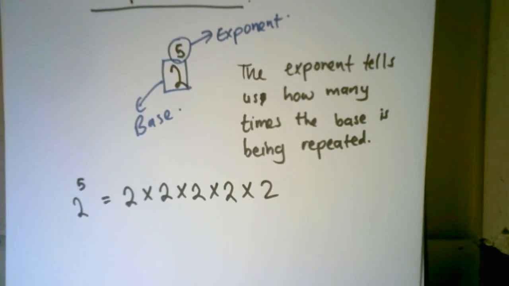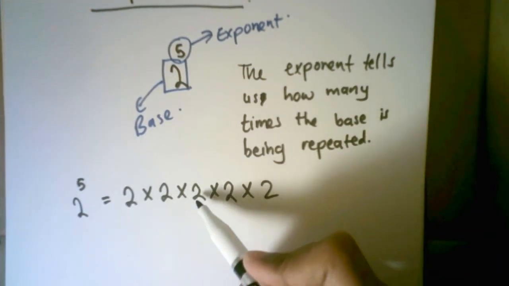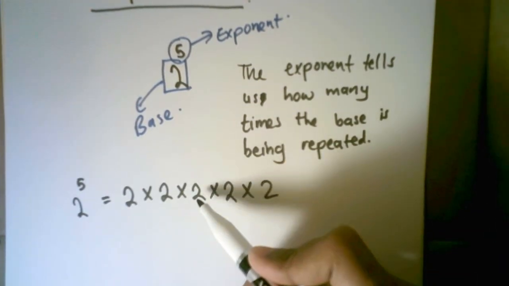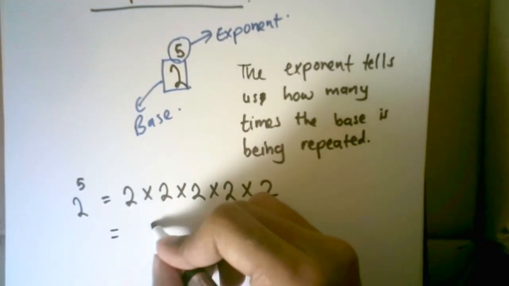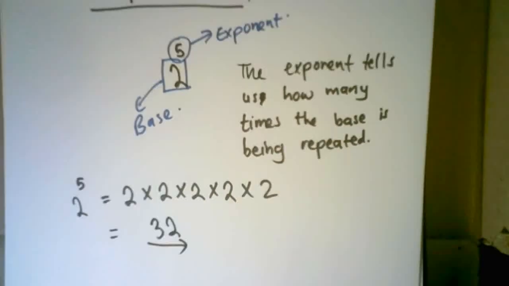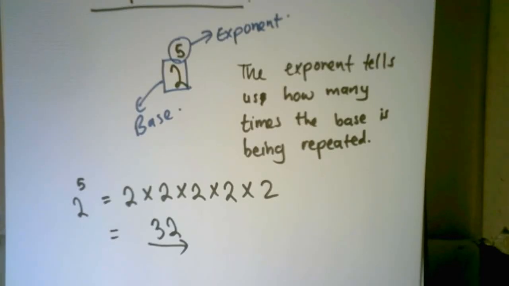And we can calculate that as such. 2 times 2 is 4. 4 times 2 is 8. 8 times 2 is 16. 16 times 2 is 32. So 2 raised to the power of 5 is 32.